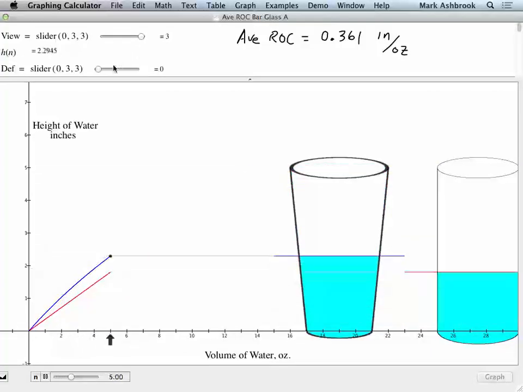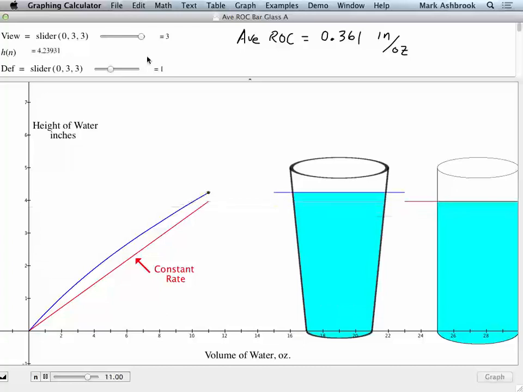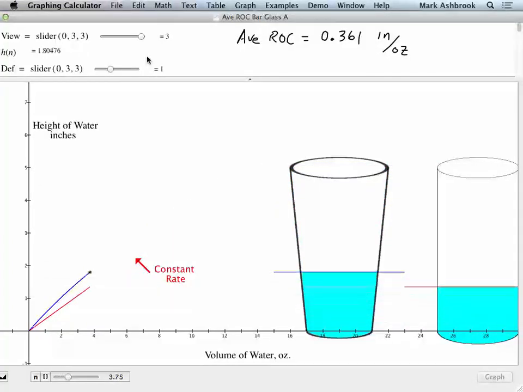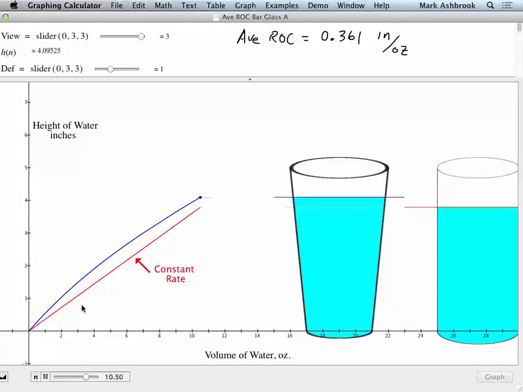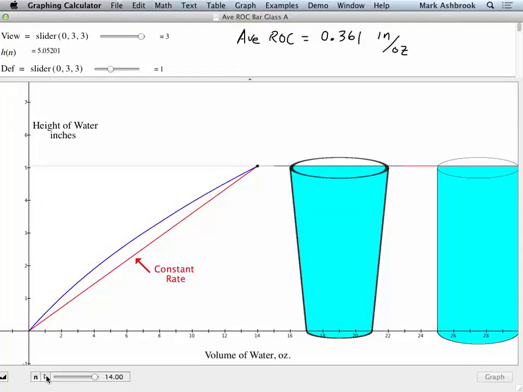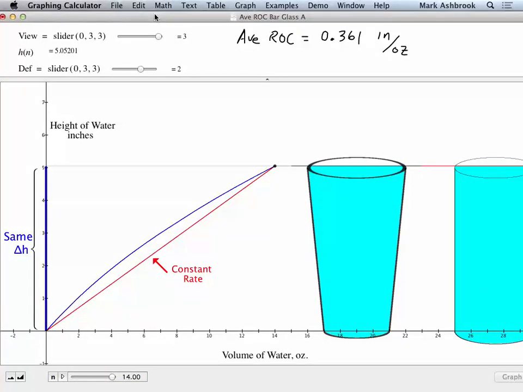So let's just summarize that here. Okay, so average rate of change is the constant rate that produces the same height. That's our change in height, right? Filling up the glass for the given change in volume. Okay? Average rate of change, the constant rate that will get the same change in height for the given change in volume.